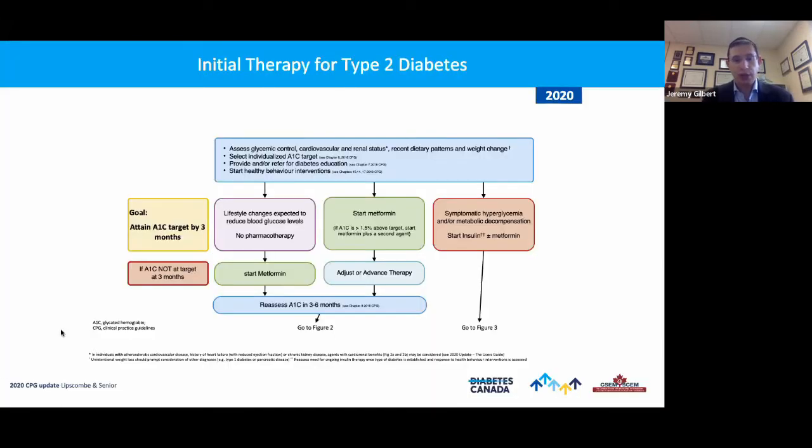So let me begin actually with the Diabetes Canada guidelines and acknowledge that with assessing glycemic control, cardiovascular and renal status, dietary patterns and weight change, understanding where the A1C target should be, certainly involving the diabetes team approach with our educators, and acknowledging the value of healthy behaviors. For type 2 diabetes, we generally begin with metformin and consider additional agents if the A1C is greater than 1.5% above target. But for the purposes of this webinar, let me remind you that insulin is still recommended right at the get-go for those who have symptomatic hyperglycemia or metabolic decompensation, such as diabetic ketoacidosis or HHS. So it's just a reminder that insulin therapy is really used throughout the spectrum of management of type 2 diabetes, and of course, for all of those who have type 1 diabetes.